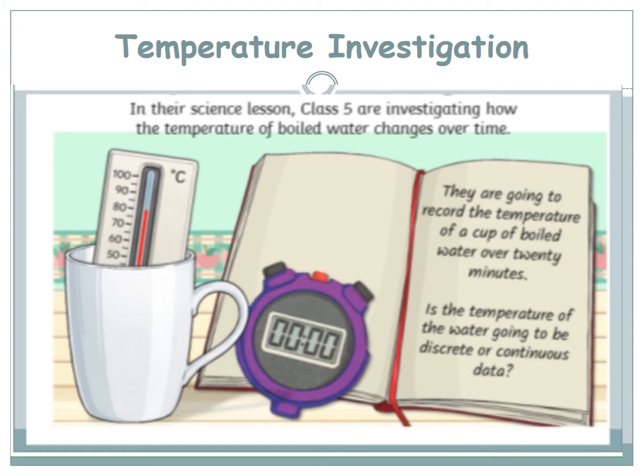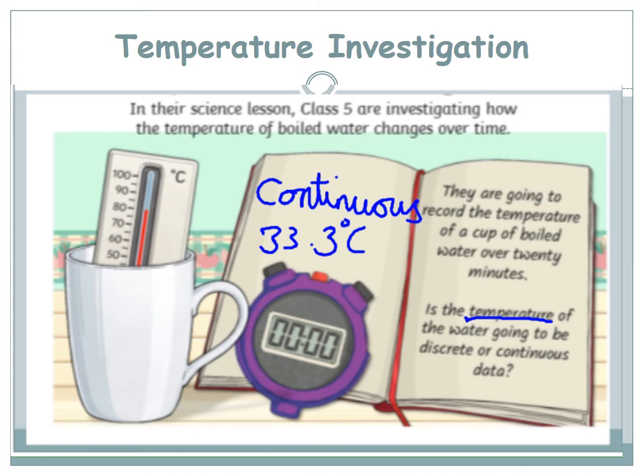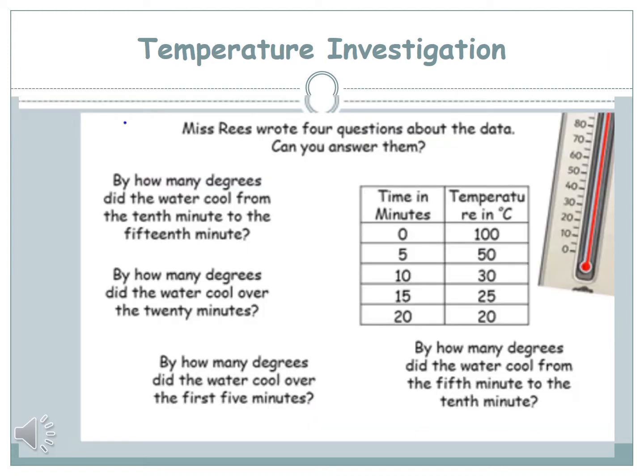So, as we are measuring the temperature of something, this data is going to be continuous data. Because we could have 33.3 degrees Celsius, or we could have 84.7 degrees Celsius, and so on. So because we can have part of a number, part of the whole number, that's why the data is continuous. Can you answer these questions about the data?